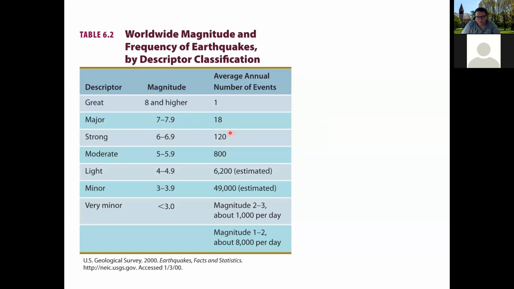Strong earthquakes. Notice that as we go down this list, it's almost an exponential increase in the frequency at which they occur. Strong earthquakes, magnitude 6 to 6.9, are felt over great distances, cause ground disturbances and can do a lot of damage. Although they can still do a lot of damage even when they're smaller, once we get into the moderate and certainly the light, minor, very minor events, these can become incredibly frequent, up to 50,000 per year in the minor range, or very minor, thousands per day. And then the microseismic events, less than about 2.0 on the magnitude scale, are basically continuous.